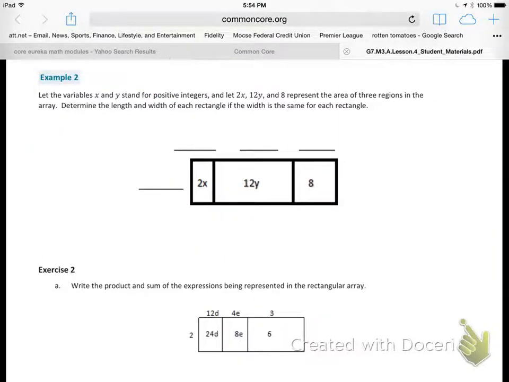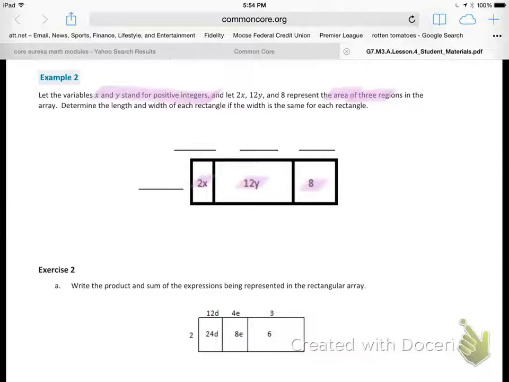Okay, this example 2 should be fun. In this example 2, you're going to let the variables x and y stand for positive integers. So x and y are going to stand for positive integers, and let 2x, 12y, and 8 represent the area of 3 regions in the array. And you can see those right here. 2x, 12y, and 8. So those are the areas of the 3 regions. Determine the length and width.